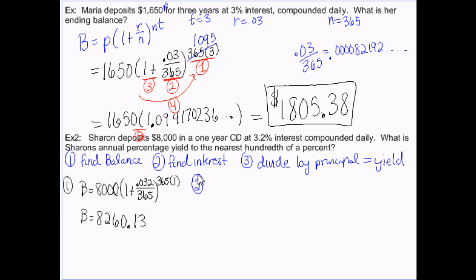Okay, now I need to find out how much of that is the interest. Well, to find the interest, I take her new balance and I subtract how much money she actually deposited. So she earned $260.13. And then to find the yield, I take that and I divide it by the principal.